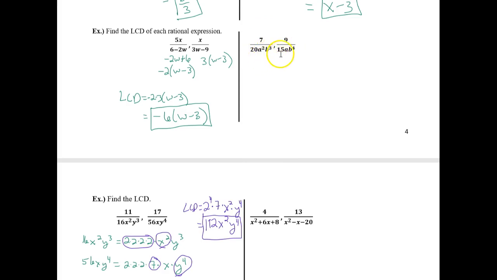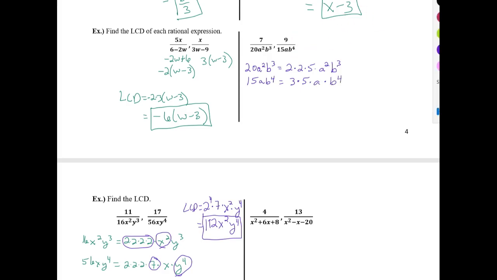All right, looking at these two on the right, each expression has a monomial. I'm going to go ahead and factor each. So 20a squared b cubed. 20 is the same thing as 4, so 2 times 2, times 5. And then we still have that a squared b cubed. 15 is the same thing as 3 times 5. And then we still have an a and a b to the 4th.